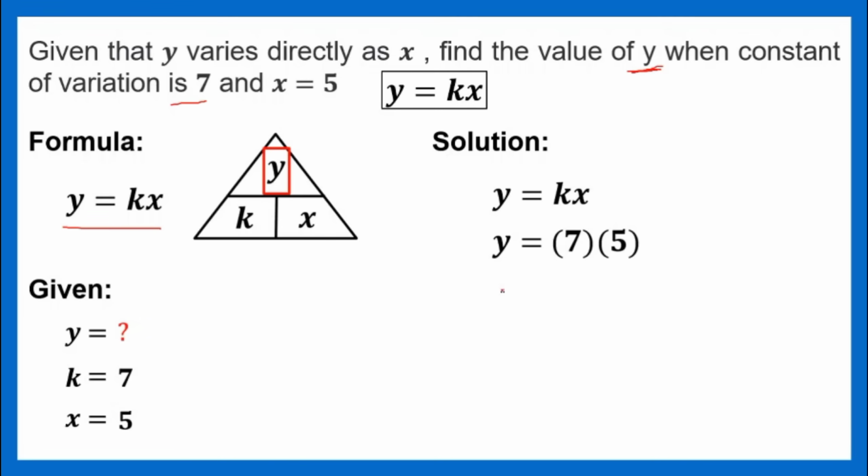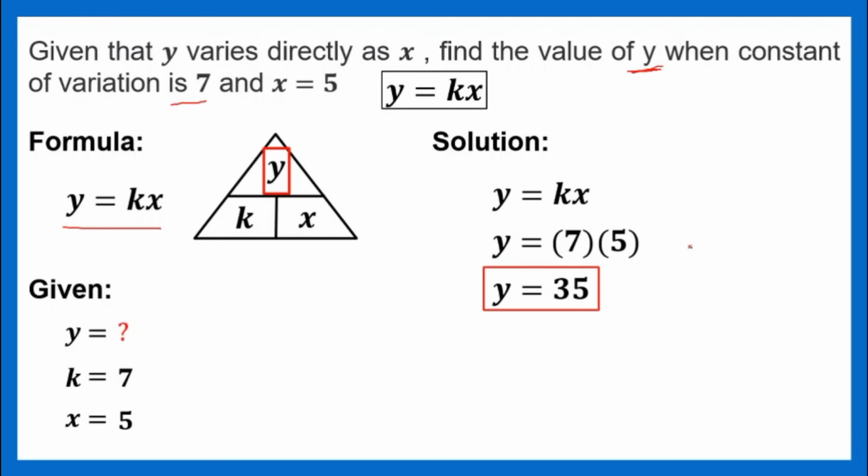Ayan. So, ganito lang siya kasimple. Multiply mo lang yung 7 sa 5. And that will give us y is equal to 35. So, ibig sabihin, dito sa problem natin na direct variation, ang value ni y is 35. And that is now the final answer. Ayan. So, ganun lang po kasimple once you are solving for the value of y.